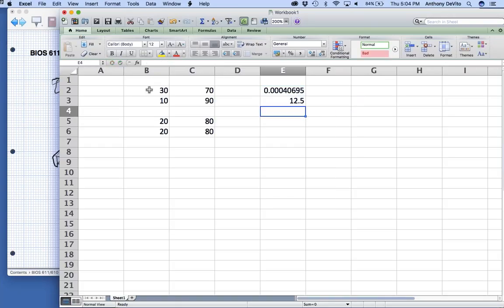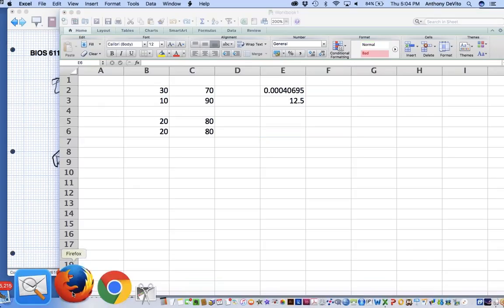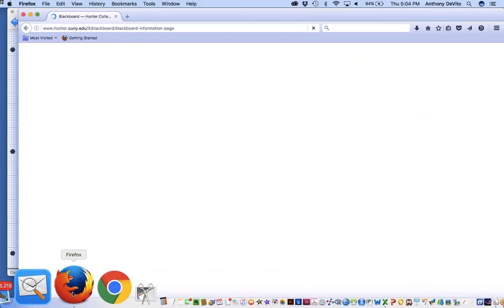Now, we did this manually. We could have used Excel to do all these calculations. And in fact, we could use SPSS to do these calculations as well. Let me open up Blackboard. I believe I have a data file that we can use.